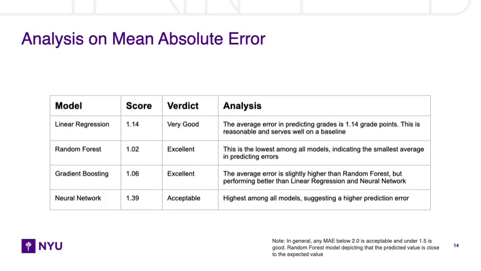And here is the slight analysis of each machine learning model. For linear regression, the average error in predicting grades is 1.14 grade points. This is reasonable and serves well as a baseline. Random forest has the lowest error amongst all models, indicating the smallest average prediction error. For gradient boosting, the average error is slightly higher than random forest, but it performs better than linear regression and neural networks. The neural network was the worst. It's the highest among all models, suggesting a higher prediction error.